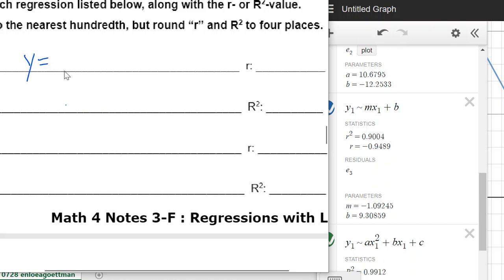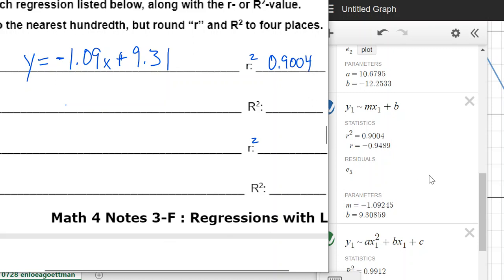Y equals negative 1.09x plus 9.31. That's rounding to the nearest hundredth, 2 decimal places. And I'm just going to go ahead and go with r squared on all of these just to be consistent. R squared for this one is 0.9004, which is really good. But let's see what the other guys do.